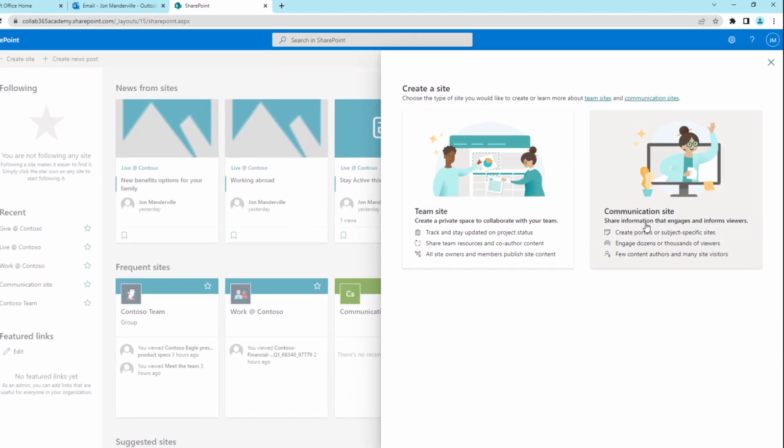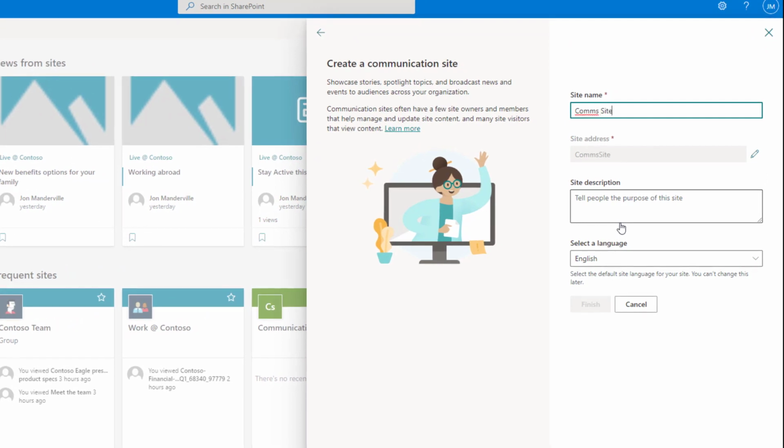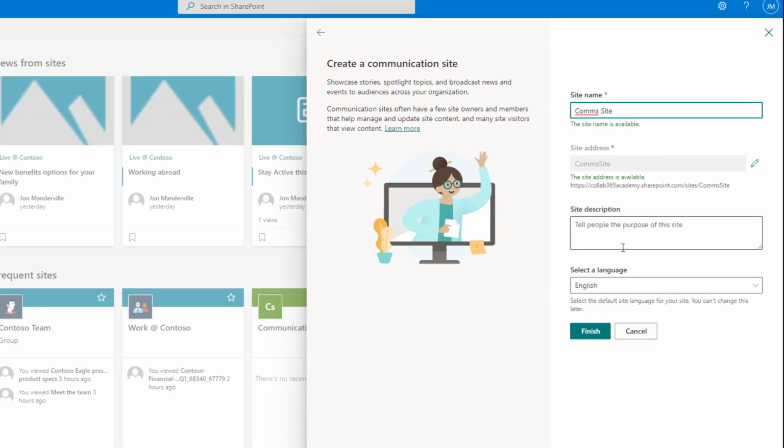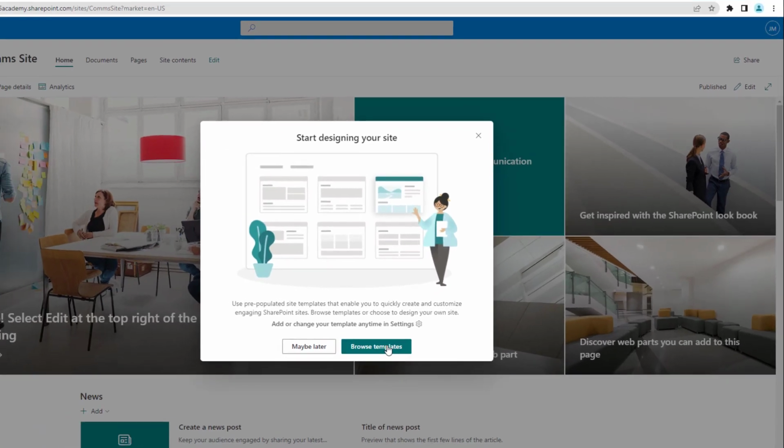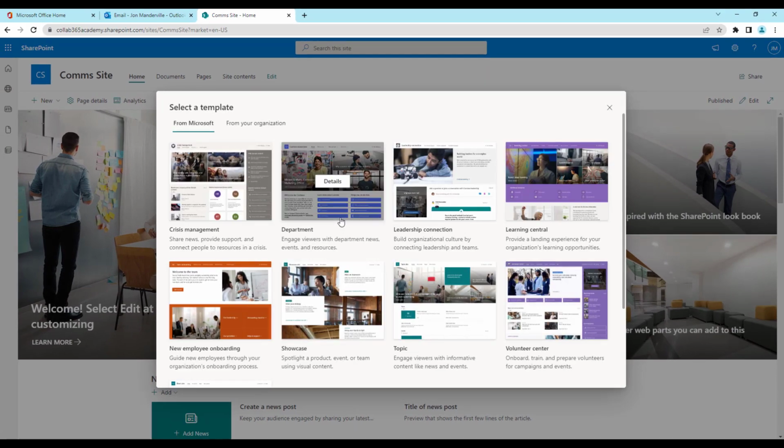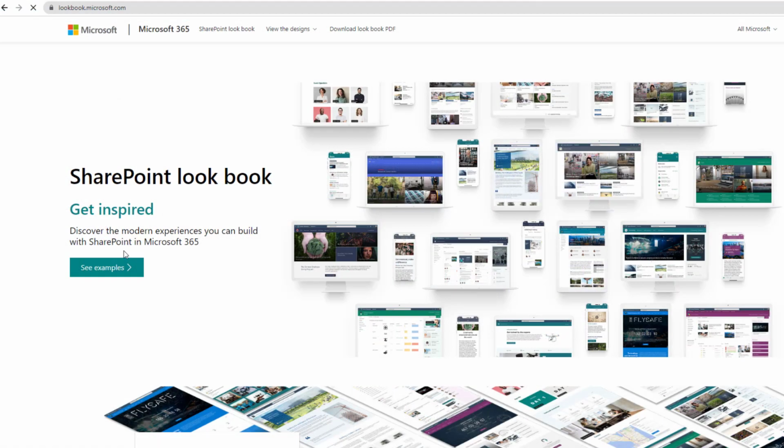The first of these is set up thinking about the need to communicate information and share with a group from one person or one team to many. So this is called a communication site. It's not backed by any permissioning model such as a group, so it's very much there to expose information, to share information, and very lightweight collaboration.